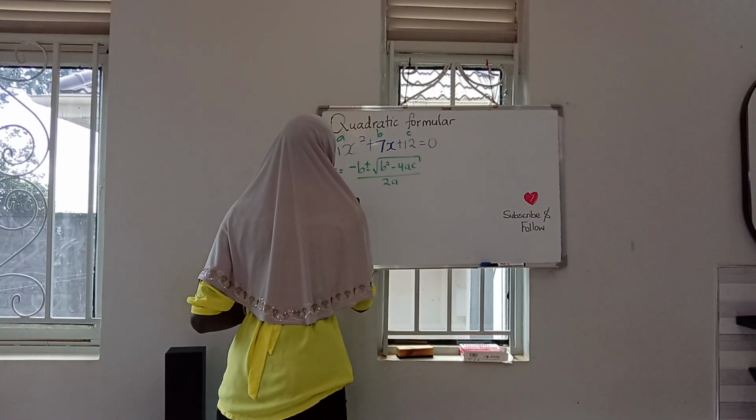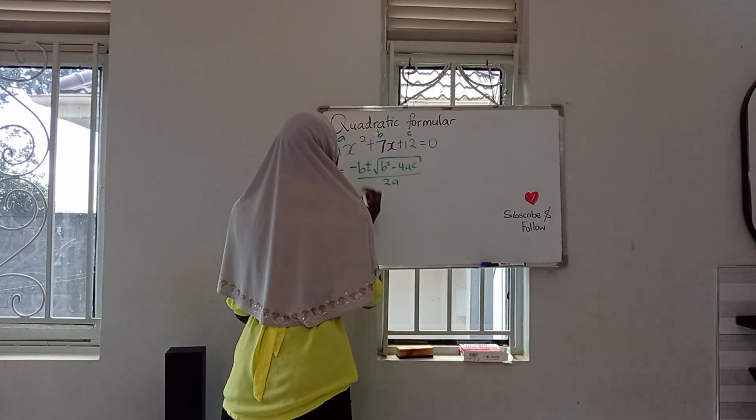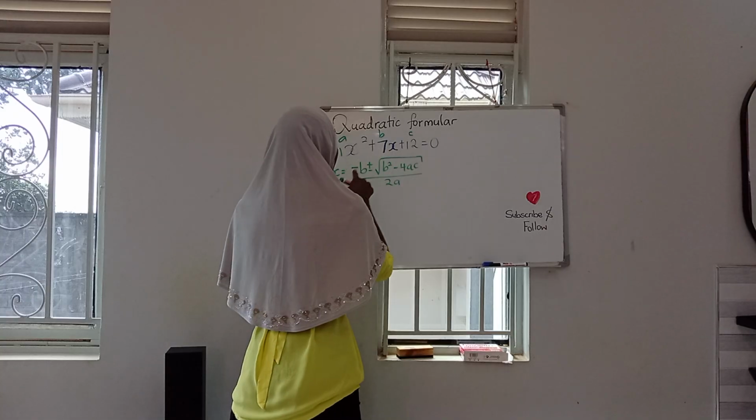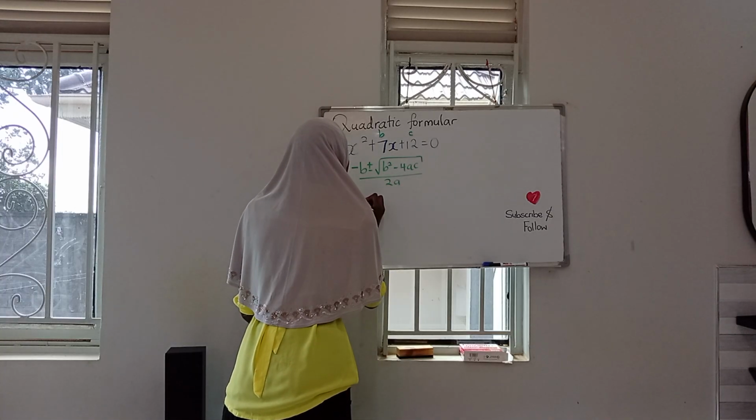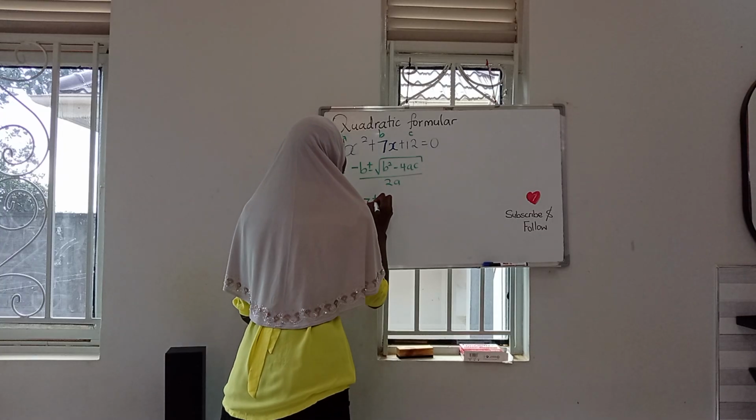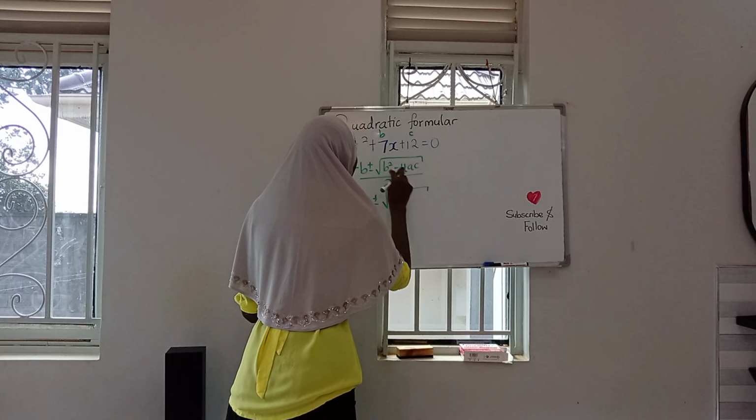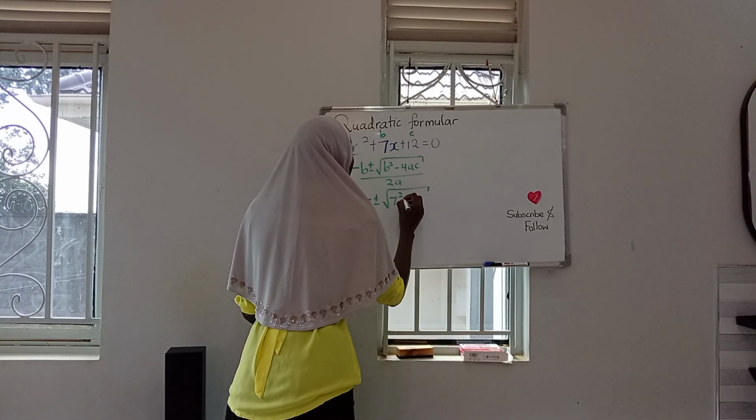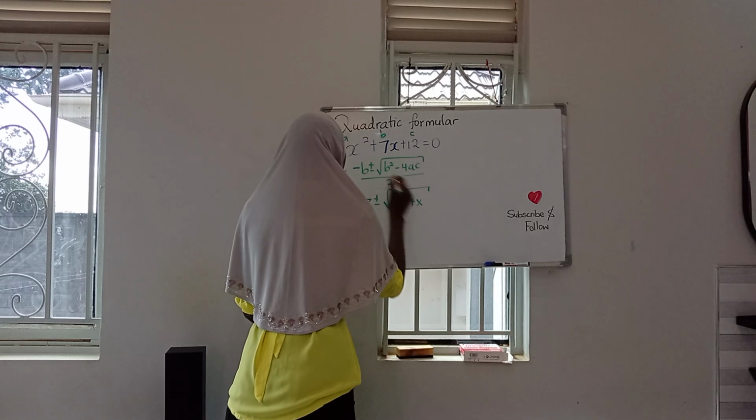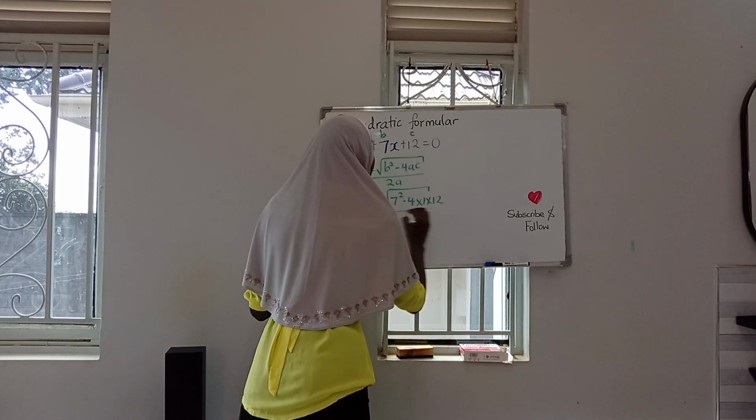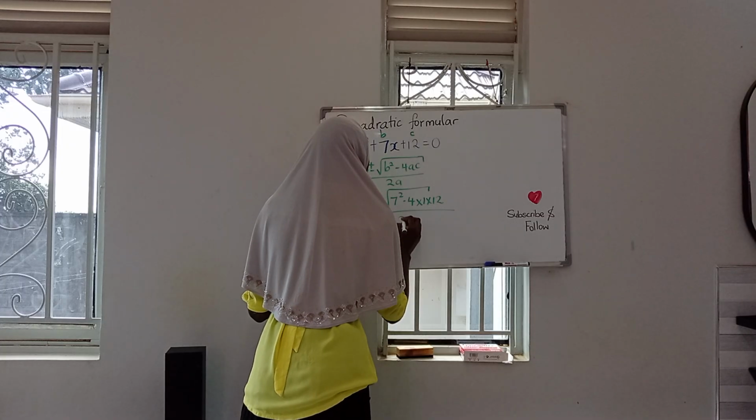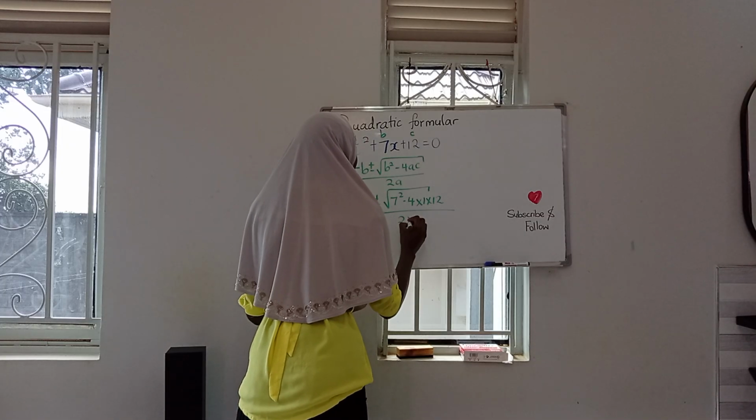We would have x is equal to b, 7 is positive. However, we have a negative in our quadratic formula. So we'll have negative 7 plus or minus the square root of b squared, that is 7 squared, minus 4 times a, which is 1, times c, which is 12, out of 2a, which is 2 times 1.